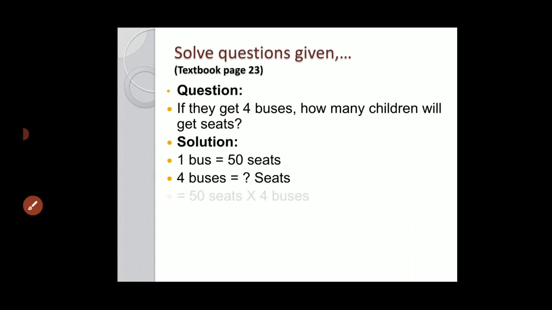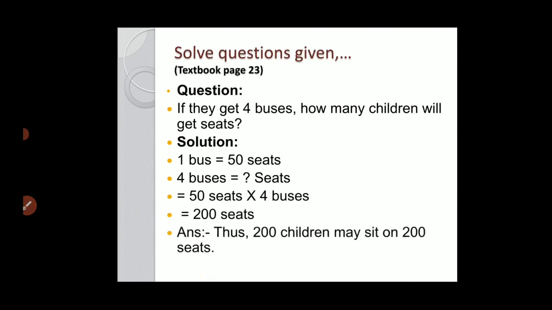So 50 you will multiply by 4 buses. So in total we get 200 seats. Thus the answer we have to write is, 200 children may sit on 200 seats.